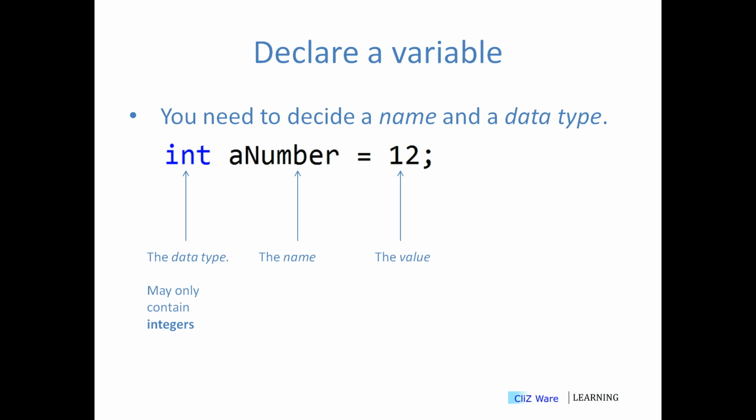Here's an example of a variable, and I think we should start to get familiar with variables. The first thing, the one in blue, the int, is the data type. What this tells the application, or the C# compiler, is that it might only contain integers, and that includes positive and negative numbers and 0. Then we need to assign a name, and finally we need to assign a value.